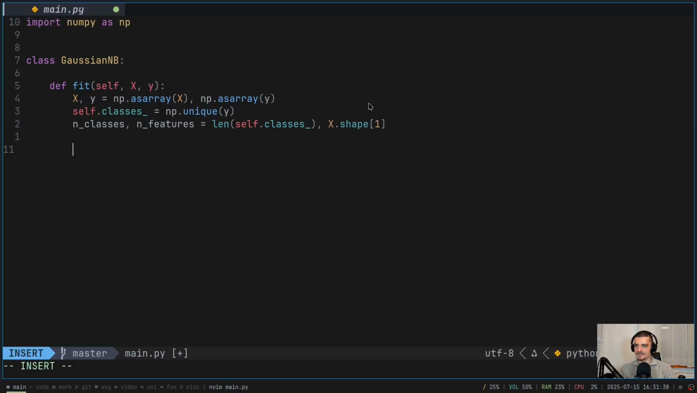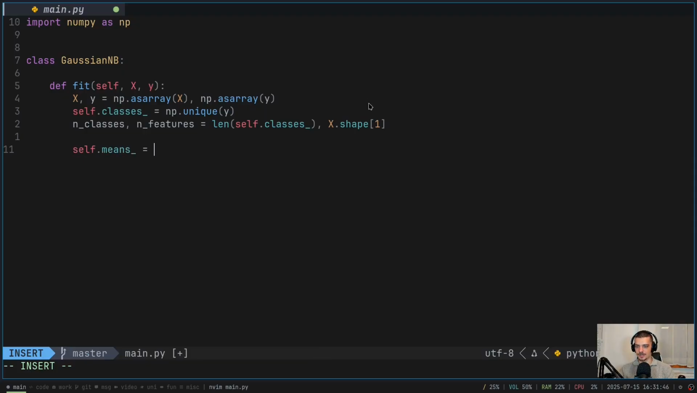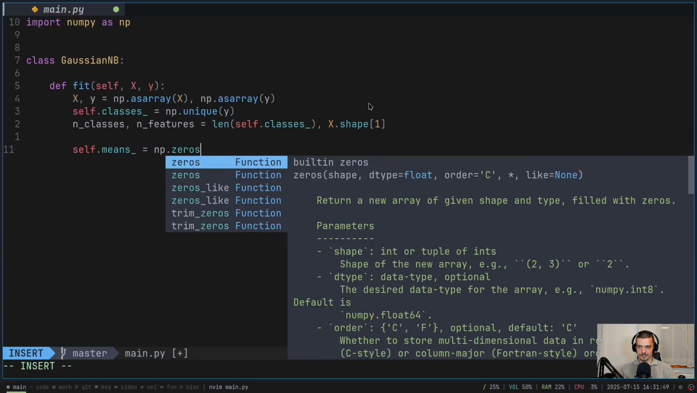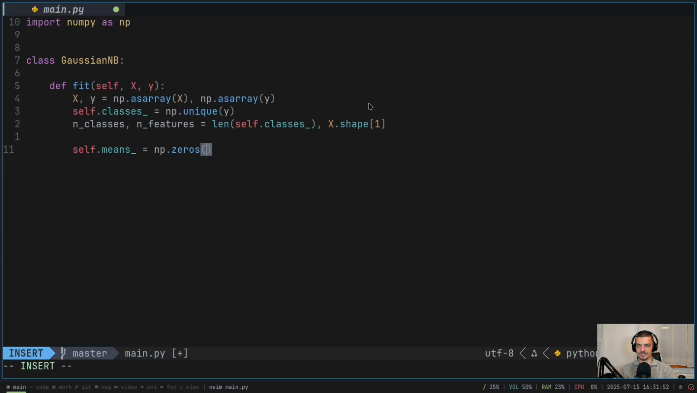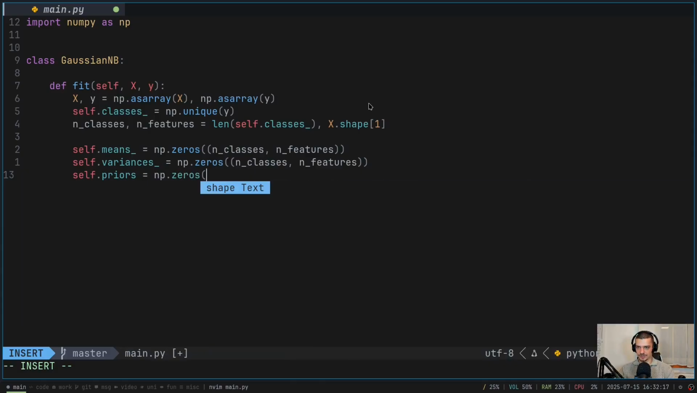Now we're going to prepare empty numpy arrays for the priors, for the means, and for the variances. So self.means_ is going to be equal to np.zeros. Now for each class and for each feature, we want to have means. So we're going to say n_classes, n_features. We're going to have the same thing also for the variances. And now for the priors, we don't need that dimension because for the priors, we only need to have one probability per class. So np.zeros n_classes. And now we iterate through all the classes.